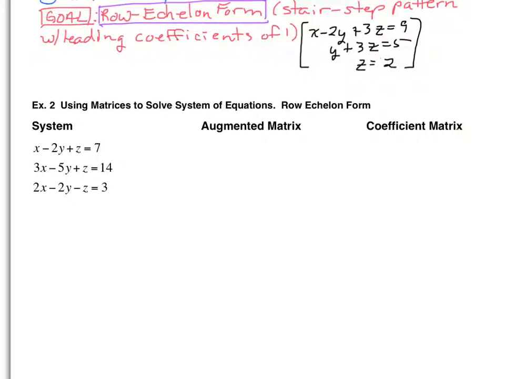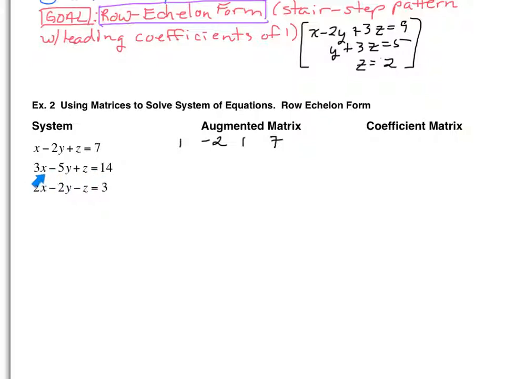Oftentimes it's easier to use a matrix to solve a system rather than do all those x, y's, and z's. So we can take this system here, and we can get rid of all the x's, the y's, and the z's, and the equal sign, and write what's called an augmented matrix. So let's get rid of all those, and we're going to write the following. So the first equation becomes 1, negative 2, 1, and 7. Does anybody not understand where I got those numbers from? I got them from this equation right there. I just dropped all the x's, the y's, and the z's, and the equal sign.